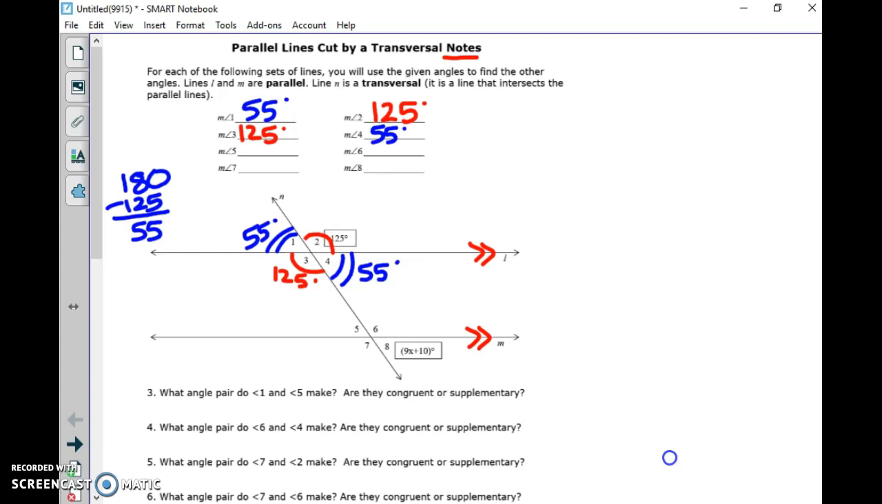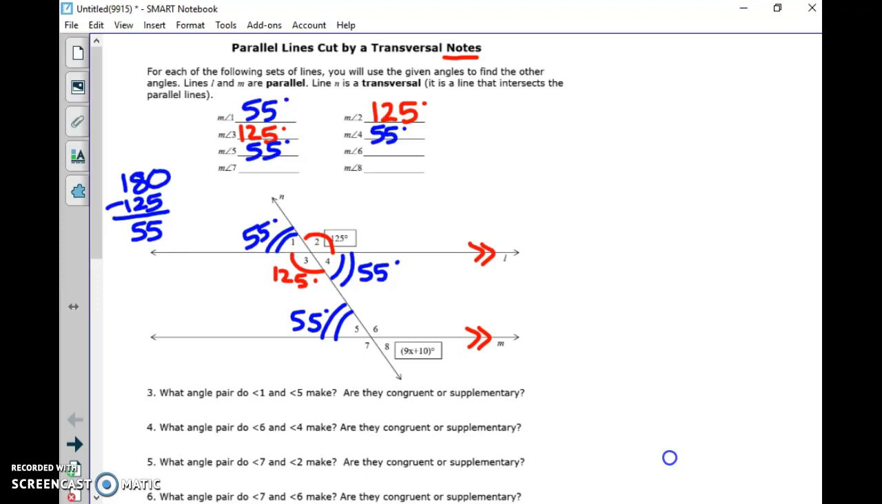Now let's think about angle 4 and angle 5. If you remember from yesterday, there's a name for those angles, and they are called alternate interior angles. They are between the parallel lines, so they're interior. They're on different sides of the transversal, so they're alternate. And if you remember, anything that is alternate in its name, we said was congruent. So that means angle 5 is also going to be 55 degrees. So let's label that up here, 55 degrees.